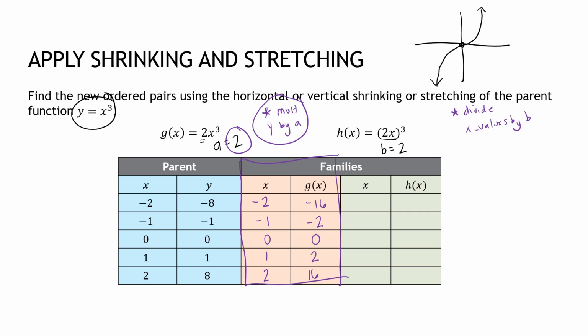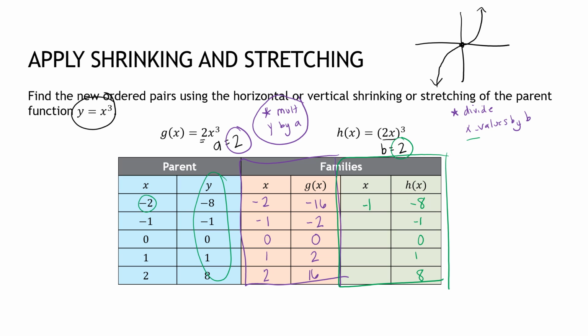For my second function, I'm looking at my x values changing, which means my original y values right here will remain the same. But I'm going to take my original x values and I'm going to take them all divided by 2. So negative 2 divided by 2 is negative 1.